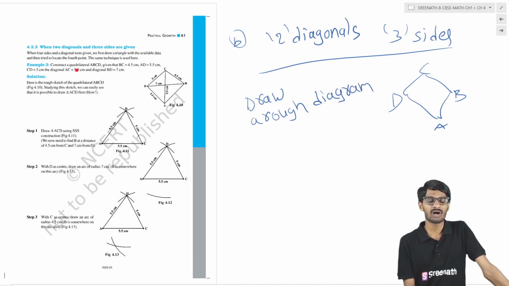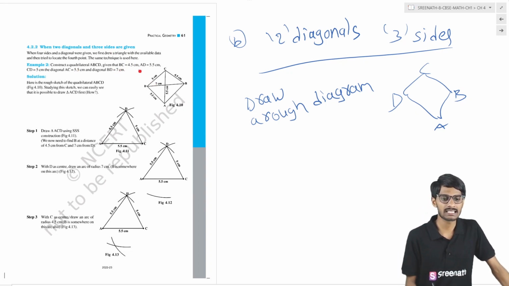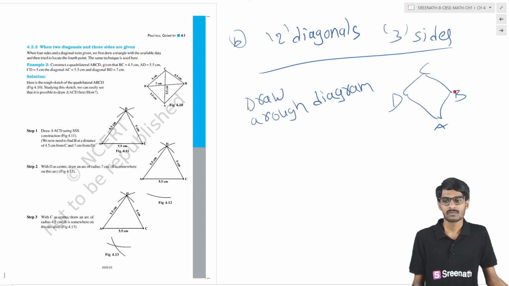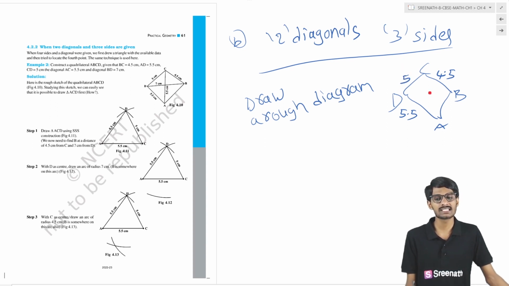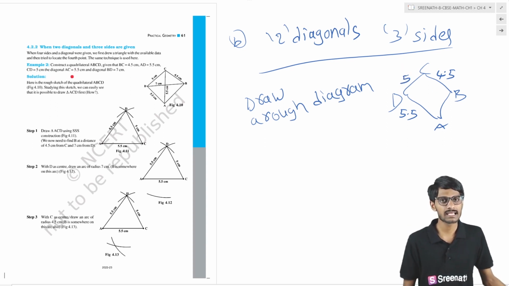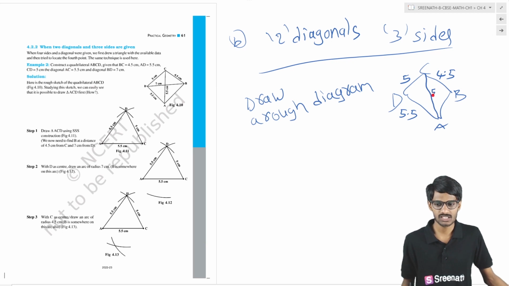ABCD is a quadrilateral, and BC is equal to 4 centimeters, which means B to C, one side, is 4 centimeters, and AD equal to 5 centimeters. The next is CD equal to 5 centimeters. So these 3 sides are given. And next the diagonal AC, which he has clearly mentioned is a diagonal. From A to C, the length of the diagonal is 5.5.